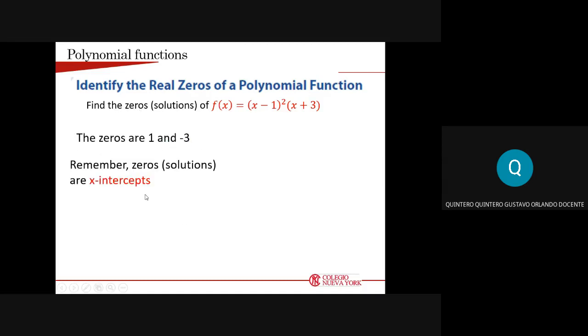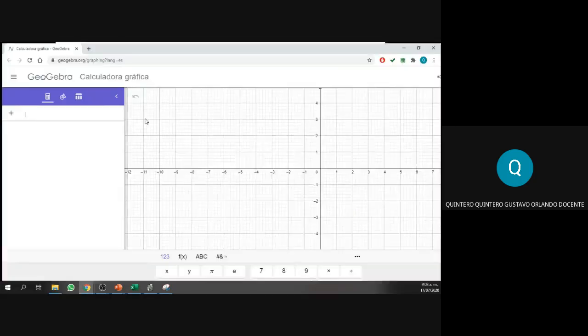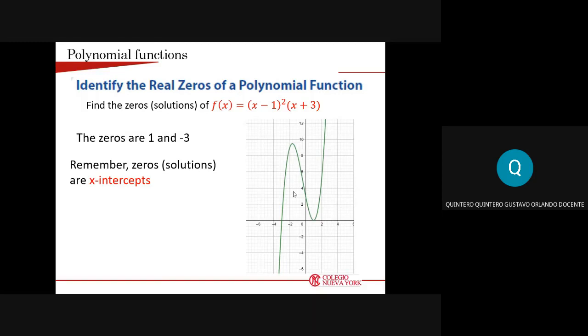But do you guys remember how I said the zeros can also be called x-intercepts? Right, so if we plot the function in red, this one, I use GeoGebra for this. You'll know GeoGebra, right? So all I have to do was type in this function, and this is the result that I have, right?